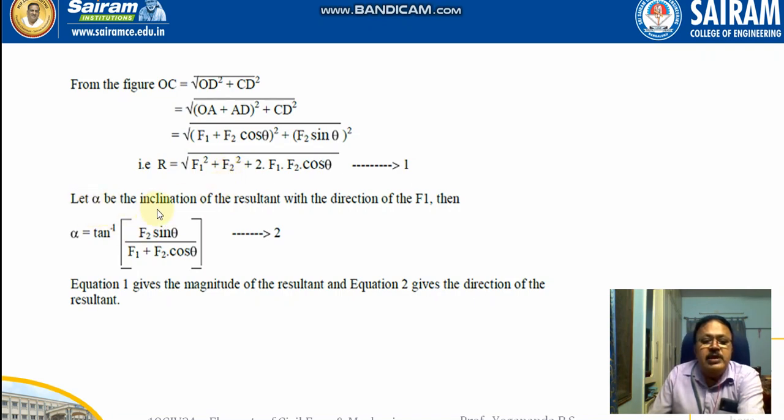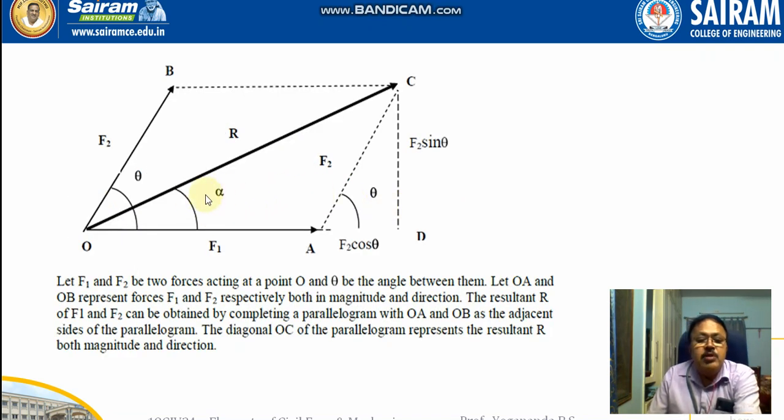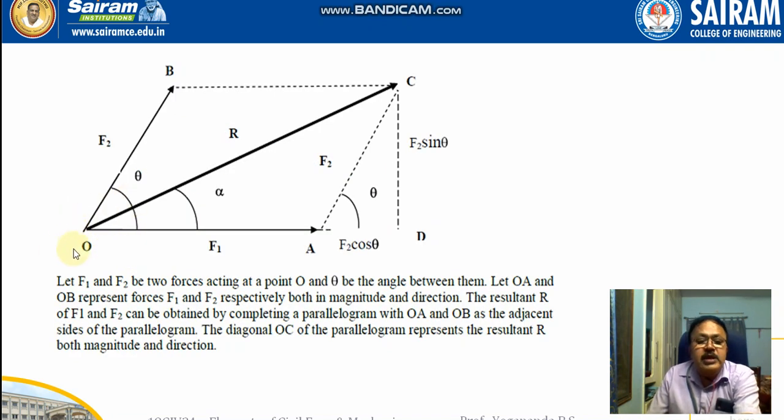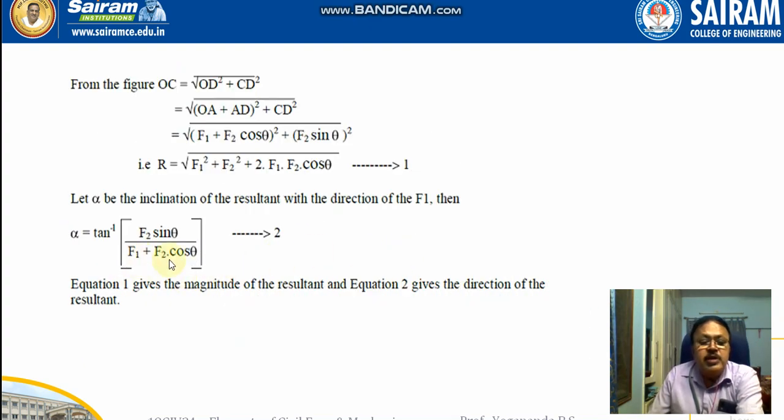If alpha is the inclination of the resultant with the direction of the force F1, so alpha is the angle made by the resultant R with this OA. Then we can write from this right angle triangle, tan alpha is equal to opposite side F2 sine theta divided by the adjacent side OD, that is F1 plus F2 cos theta. So these two equations will give you the magnitude of the resultant and the angle made by the resultant.